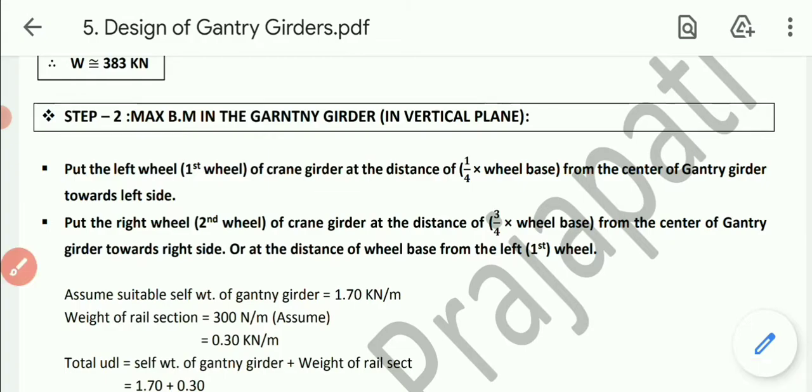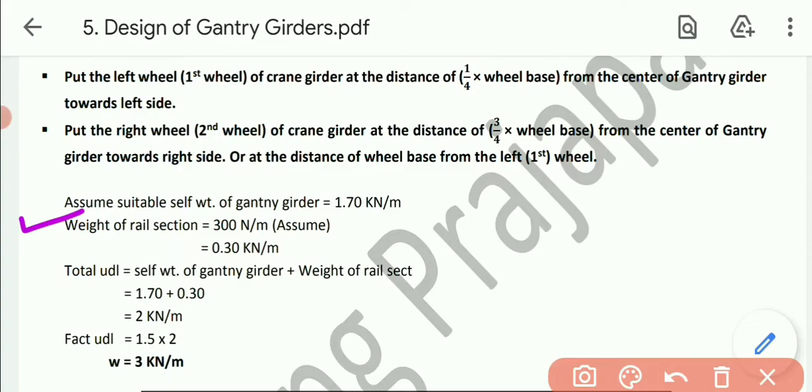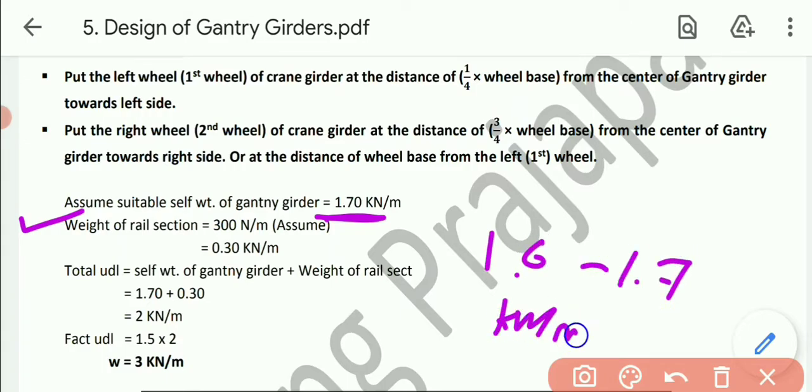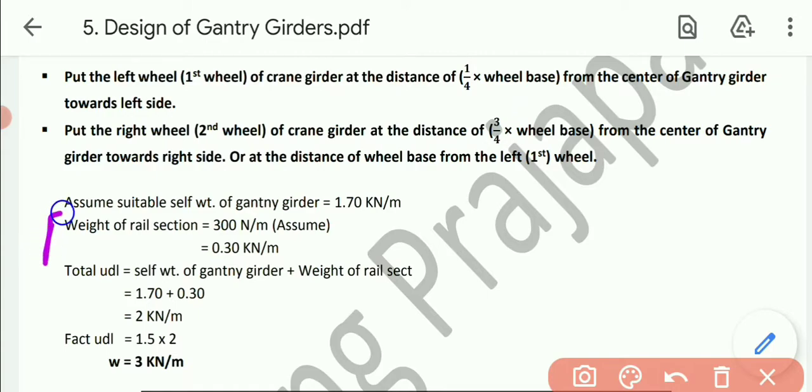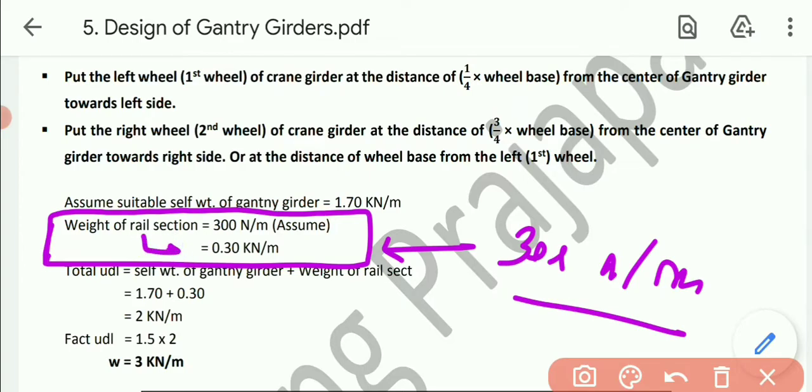Okay, now let's calculate the self weight of the gantry girder. For that, assume the self weight of the gantry girder as 1.7 kilonewton per meter. Usually it is in the range of 1.6 to 1.7 kilonewton per meter. Then self weight of the rail section is not given to us in the data, it is usually taken as 300 newton per meter. These are the standard criteria for the rail section, so I have assumed it as 300 newton per meter. Let's convert it into kilonewton per meter, that is 0.3 kilonewton per meter.